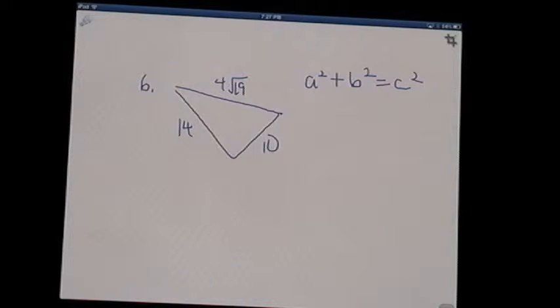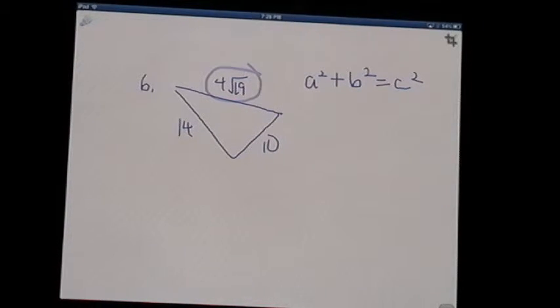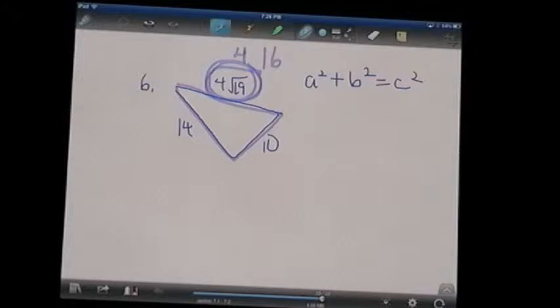All right, so we have to look and see which one of these is the longest. It's kind of hard to tell because we've got 4 root 19 up here. Well, in your mind, you can kind of say, what's close to the root 19? Well, the square root of 16 is close to the square root of 19, and that would be 4. And 4 times 4 is 16, and that's the highest number that we have up here of any of these sides. So this has got to be the longest side. So we're going to set that up as our c squared.